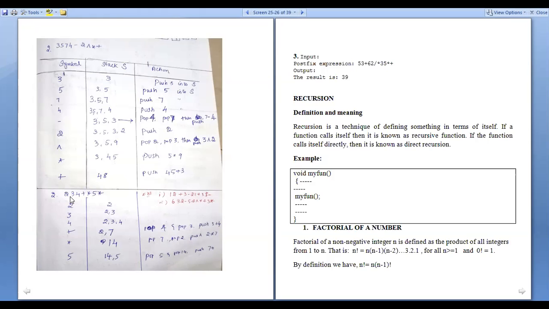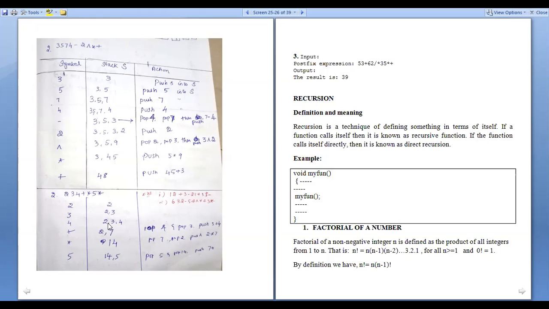Then we have the next one, 3. 3 will be pushed to the stack on top of 2. Then we have 4. 4 will be pushed on top of 3. Then we have the operator plus. Plus means we have to do the operation.